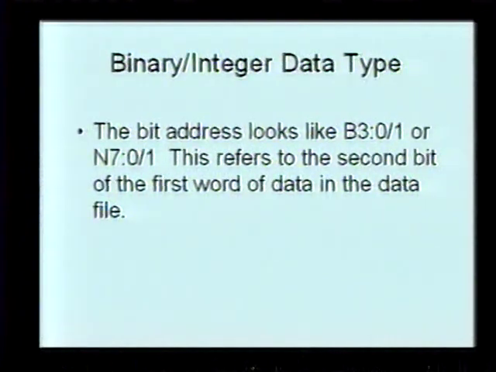So if you wanted to look at the second bit of B3:0, the bit address looks like B3:0/1 or N7:0/1. This refers to the second bit of the first word of data in the data file. If you wanted to look at the first bit, it would be B3:0/0 or N7:0/0.